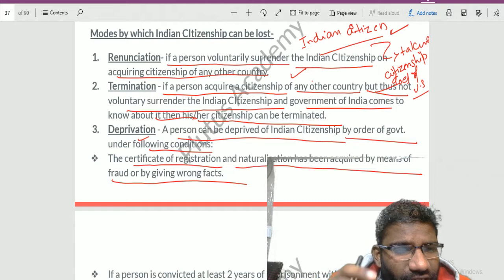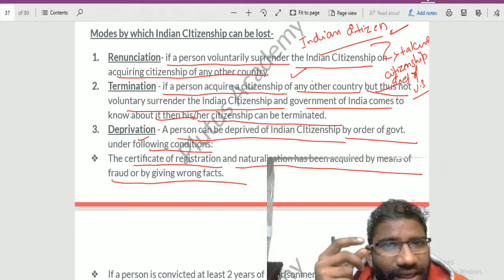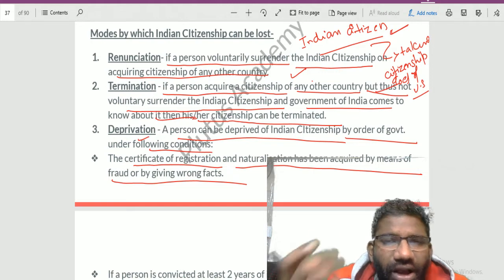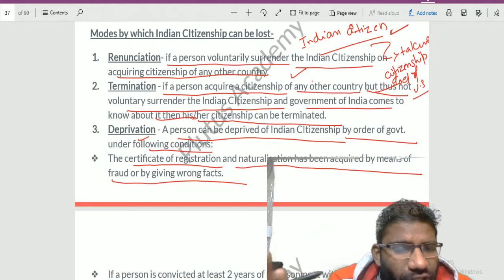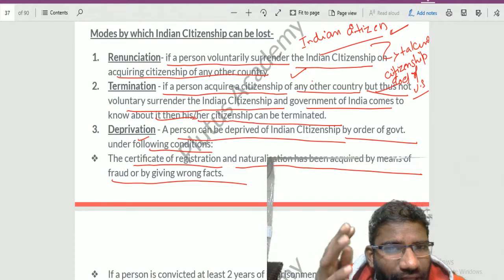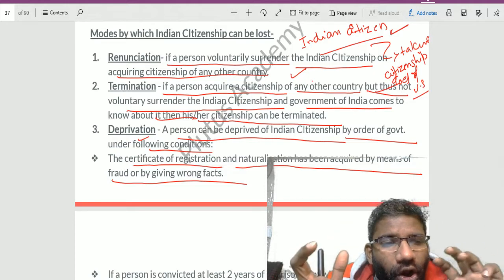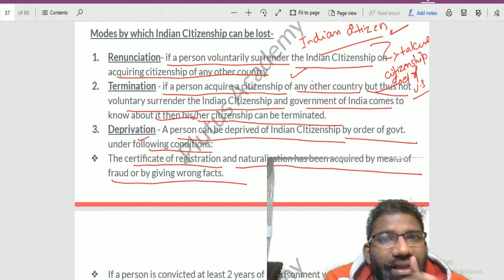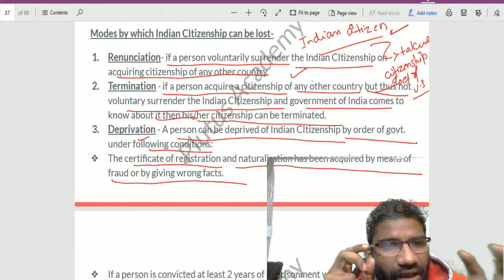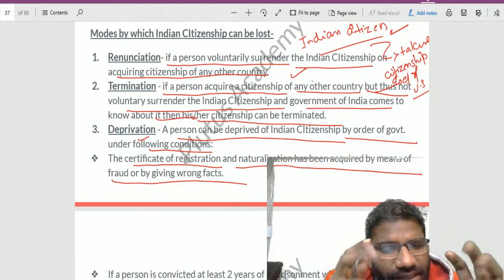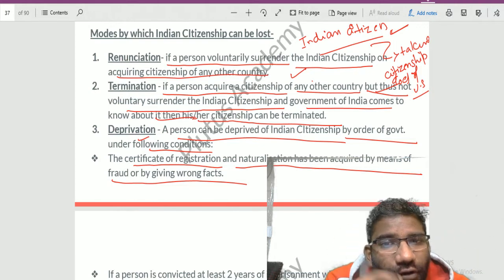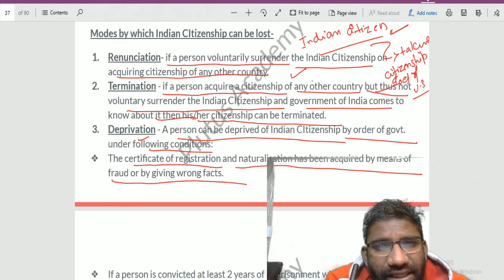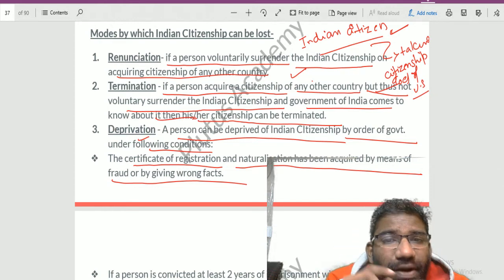At that time, he needs to provide certain proof that he has been working in India with some office, or he has been involved with some institution. If that proof is forged or wrong facts are given to acquire the Indian citizenship, his citizenship will be deprived. If some person is giving wrong information to get an Indian citizenship, then the citizenship will be deprived.